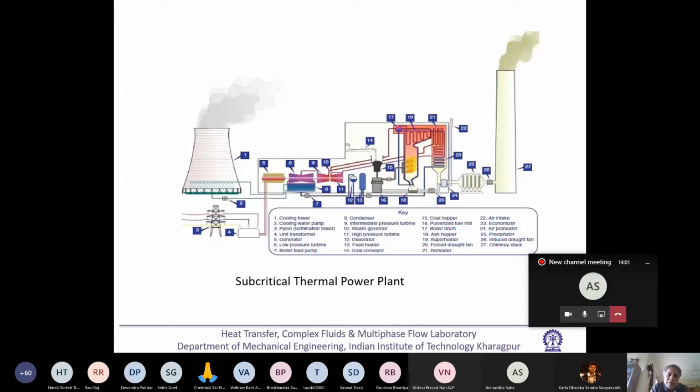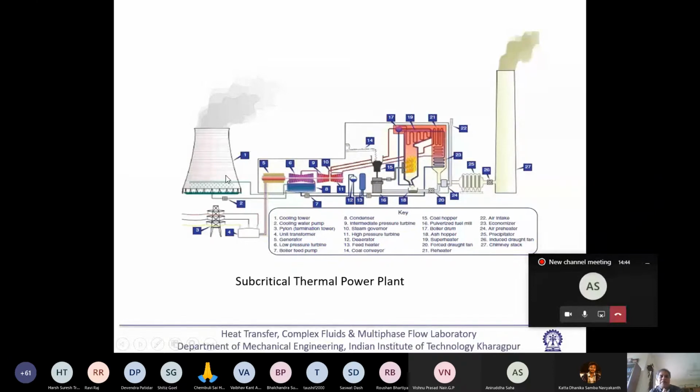What are the main components? You see, this is your boiler. This part is your boiler. I will come to this circuit later on. These are the turbines. This is the highest pressure stage of the turbine, some sort of intermediate pressure stage of the turbine, and low pressure stage of the turbine. So these three are the turbine. Below the turbine, here there is a condenser. And then from the condenser, this big thing you can understand, this is your cooling tower.